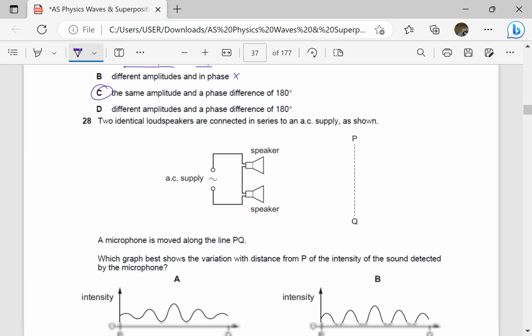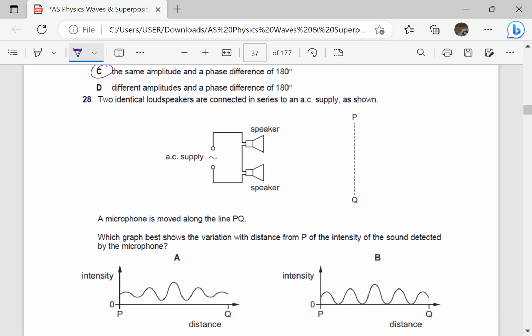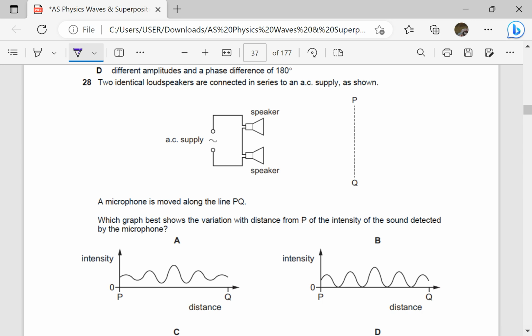Two identical loudspeakers are connected in series to an AC supply as shown. Let's look at this diagram. The microphone is moved along the line PQ. Which graph best shows the variation with the distance from P of the intensity of the sound detected by the microphone? The loudspeakers are identical and are connected to the same signal generator. That means they are coherent sources. The intensity of these must be the same, of course.